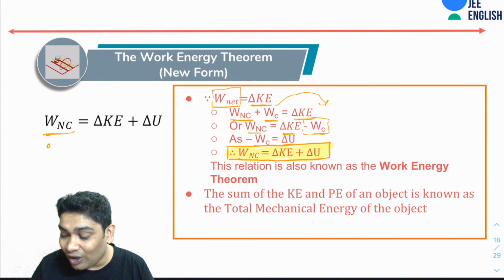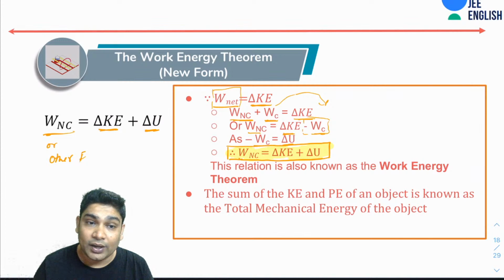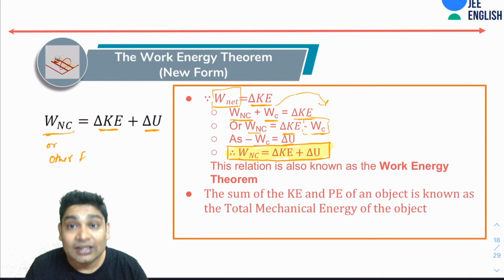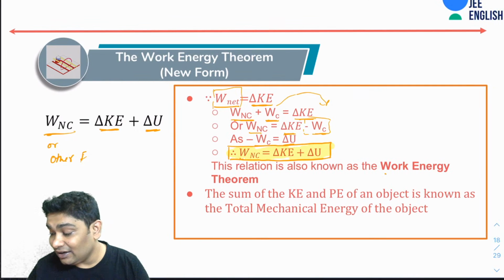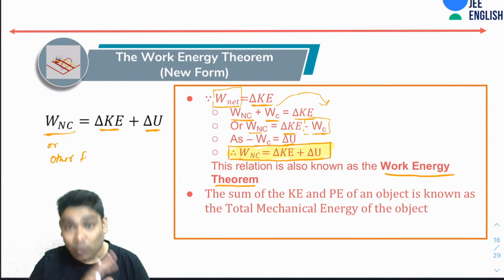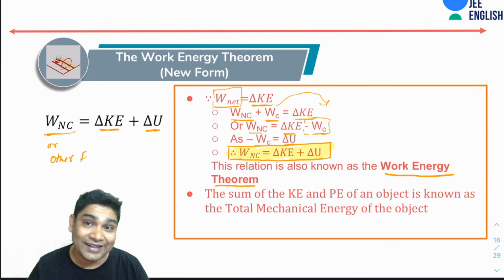So non-conservative or other forces would be equal to the change in kinetic energy plus change in potential energy. Okay, so this is the new form of the work energy theorem that we arrived at, and this is also called the work energy theorem. So this and the previous one, it's one and the same thing. Both are called work energy theorem.